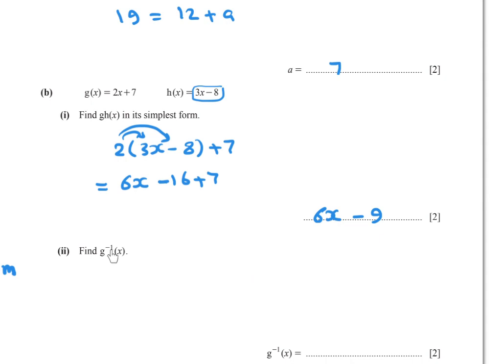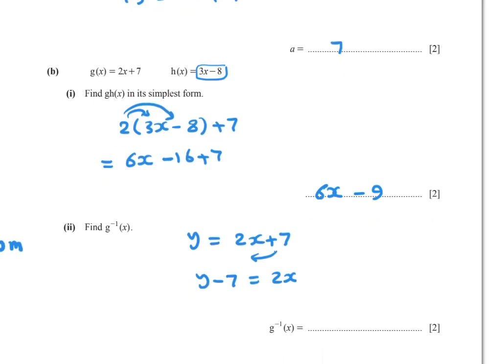Part ii, find g inverse of x. So we need to find the inverse for this function, g(x). So put y equal g(x). So y equals 2x plus 7. Now make x the subject. So transpose 7 to the other side as negative. So y minus 7 equals 2x. Then divide by 2. So x equals y minus 7 over 2. The last step, write the function in x. So x minus 7 over 2.